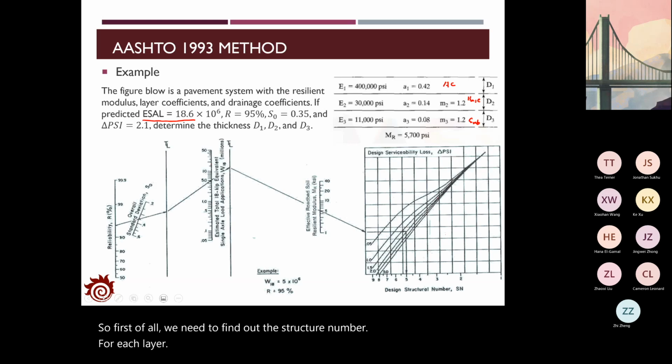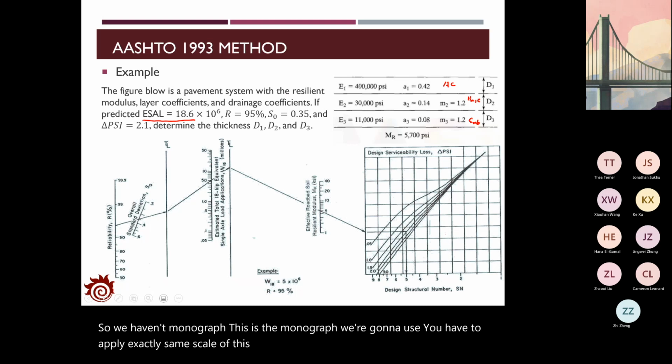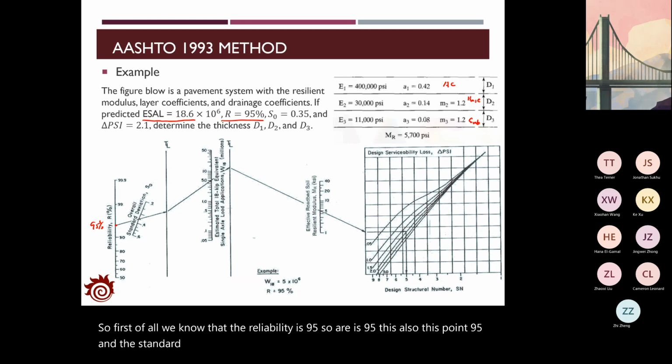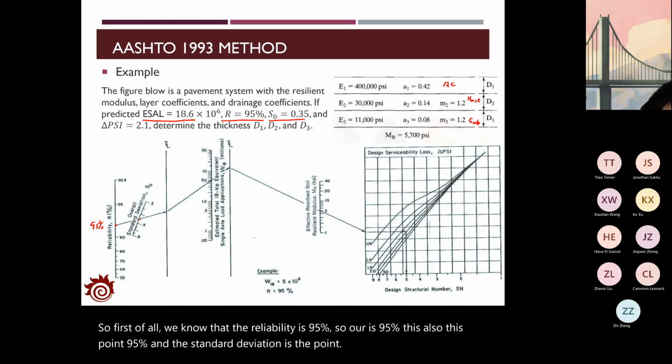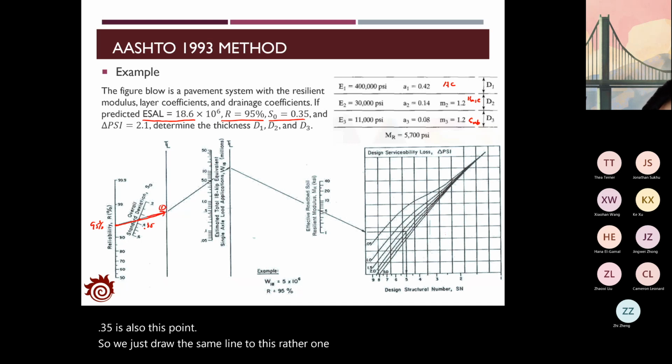So we have the nomograph. This is the nomograph we're going to use. You have to apply exactly the same scale of this figure, and you need to find out the values from this figure. So first of all, we know that the reliability is 95%. So R is 95%. This is also this point, 95%. And the standard deviation is 0.35, which is also this point. So we just draw the same line to this red one and get the first turning point.